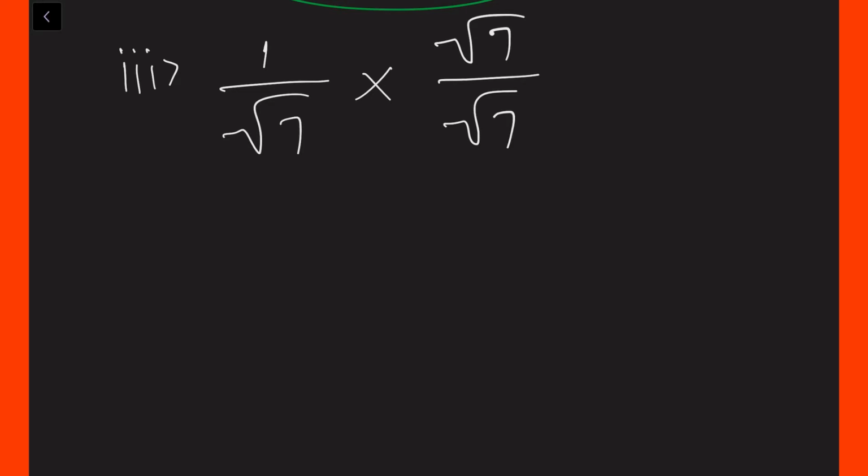In the numerator, 1 into root 7, divided by root 7 into root 7, which is 7. So root 7 divided by 7 is the answer.